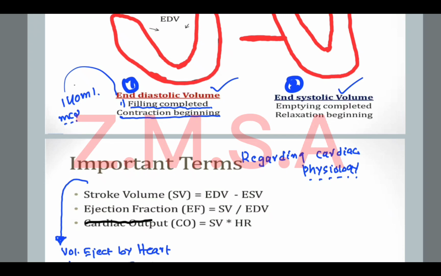still remains in the ventricle after completing systole. And here are two words only. Remember, emptying completed of the ventricles and relaxation beginning.